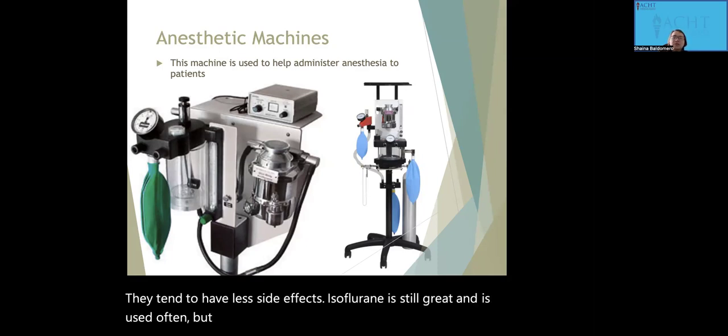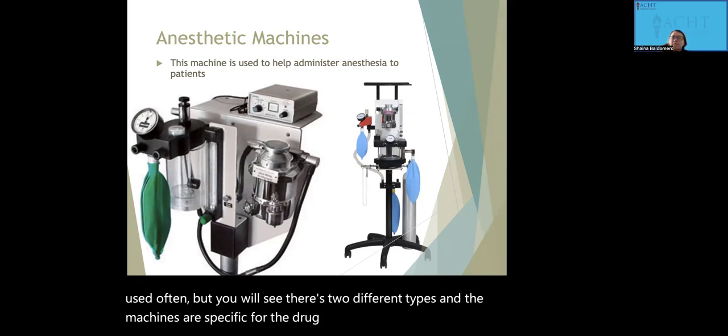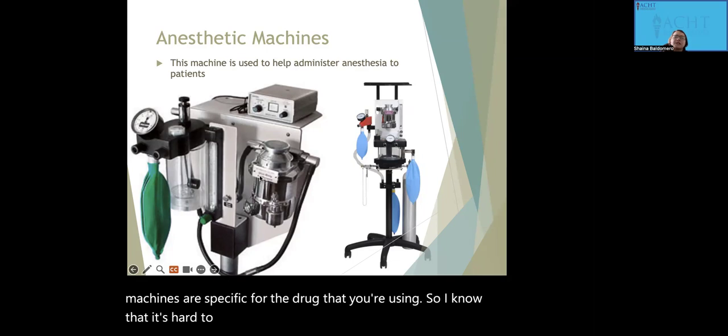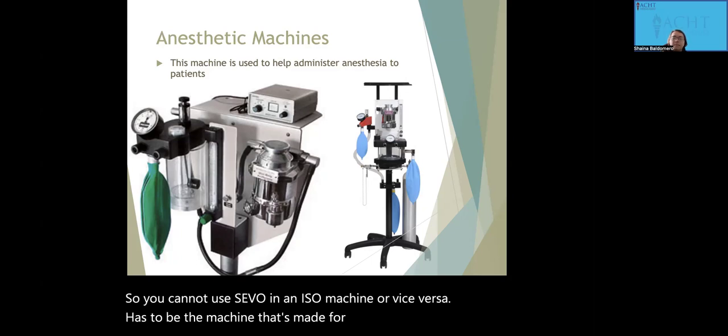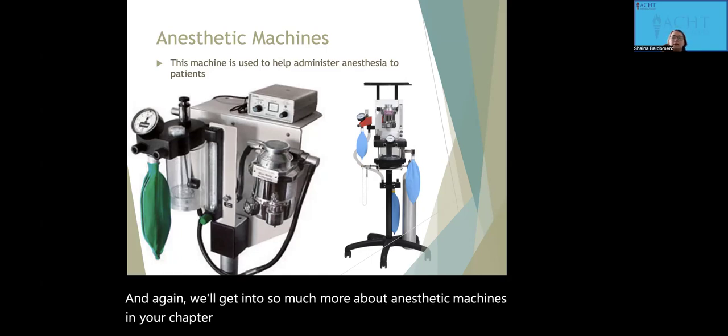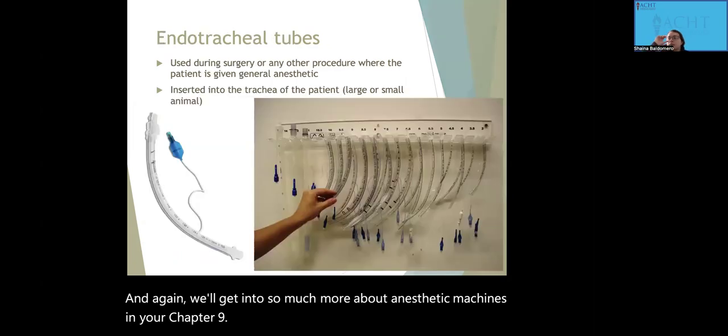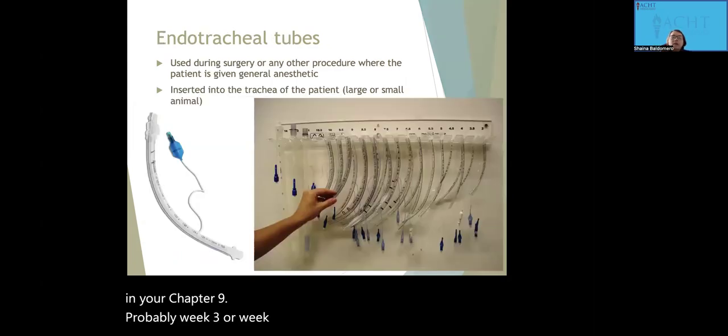But you will see there's two different types, and the machines are specific for the drug that you're using. I know that it's hard to see here, but this says use only isoflurane. So you cannot use sevo in an iso machine or vice versa. It has to be the machine that's made for that specific drug. And again, we'll get into so much more about anesthetic machines in your chapter 9, probably week 3 or week 4.